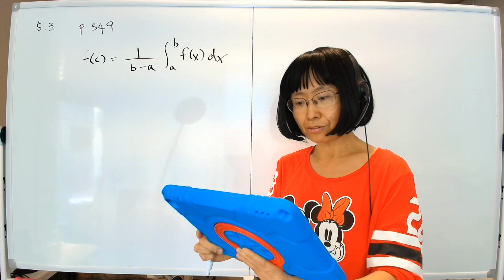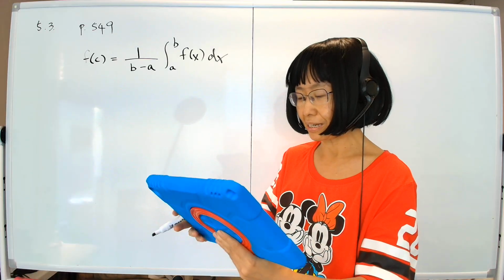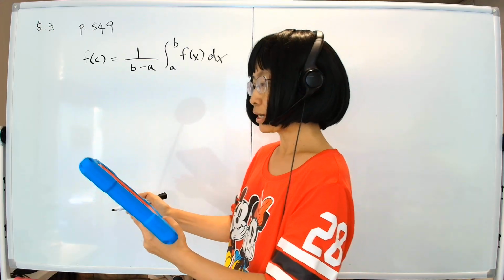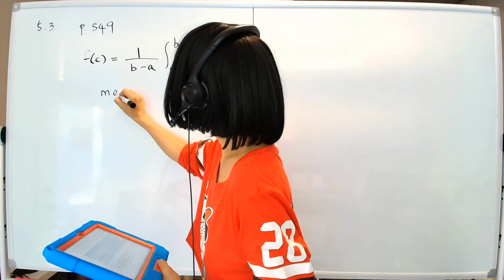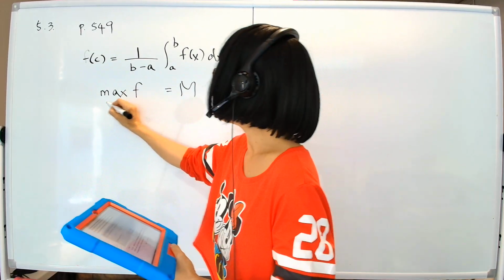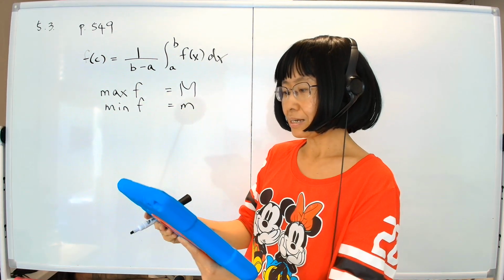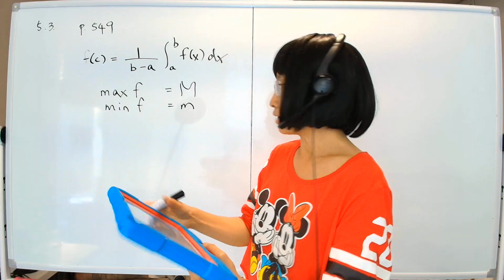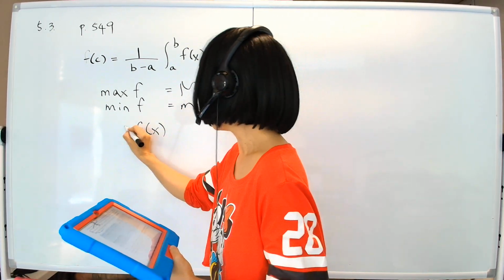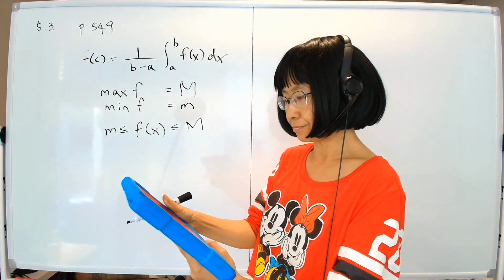Since f is continuous, first we're going to use the extreme value theorem, which we mentioned a little while ago: f has a maximum and a minimum. So f has a maximum at some point, we will call it big M, and a minimum, we'll call it little m. It will have those values such that for all x in our interval from a to b, this statement is true: f of x is between little m and big M.